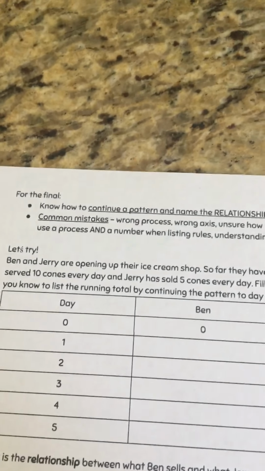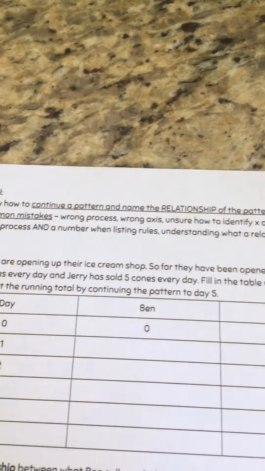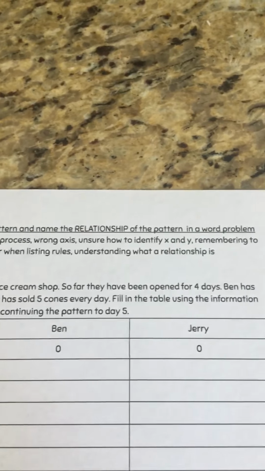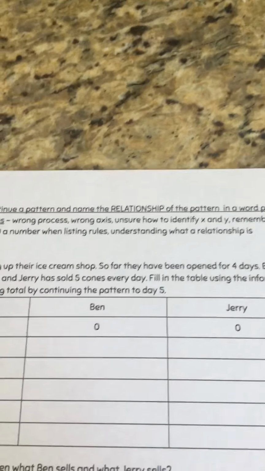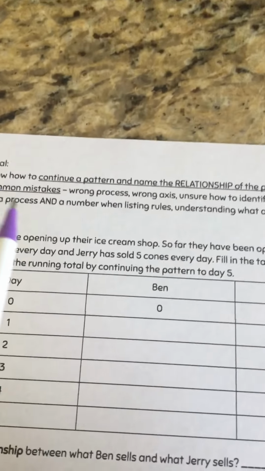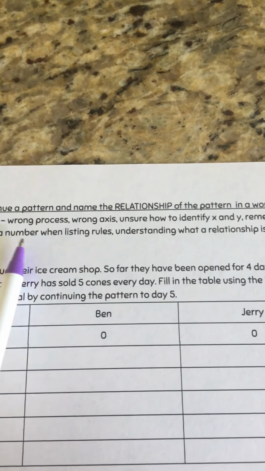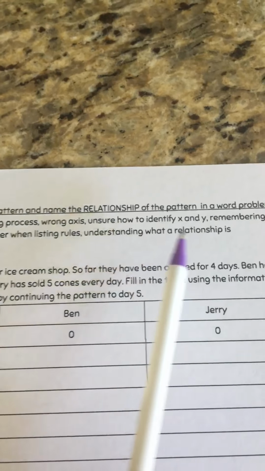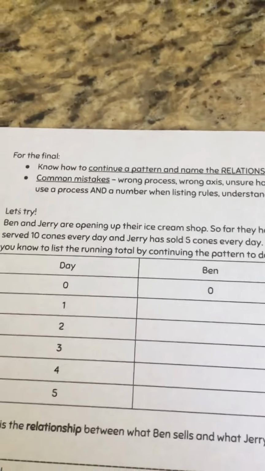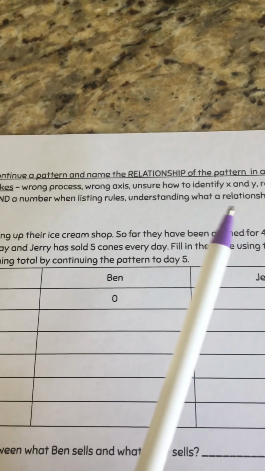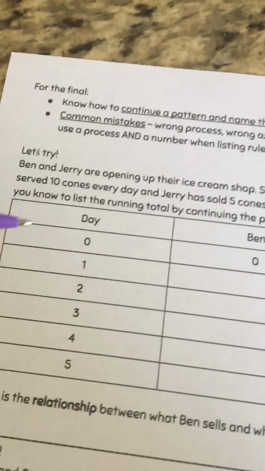All right, so we're gonna move on to the last portion, which is to know how to continue a pattern and be able to name the relationship of the pattern in a word problem and the relationship between two numbers. So again, common mistakes are the same as we've also talked about, and understanding what a relationship is the hardest part of knowing. Is you're not listing the rule, you're just listing what the relationship is.